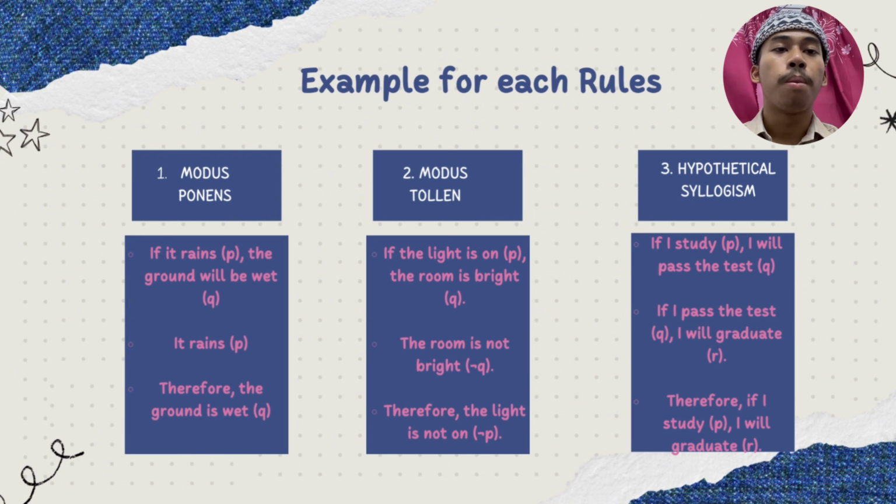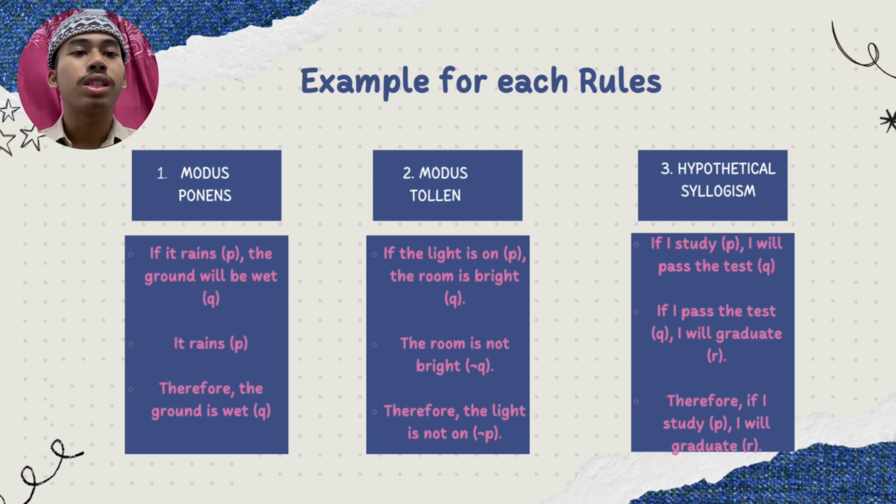So number 1, modus ponens. If P is true, then Q must also be true. The example, if it rains, the ground will be wet. So P is it rains, then Q, the ground is wet. So number 2 is modus tollens. If Q is false, then P must also be false. The example, if the light is on P, the room is bright Q. So the room is not bright, not Q, therefore the light is not on, not P.